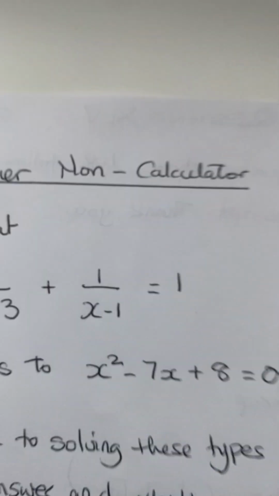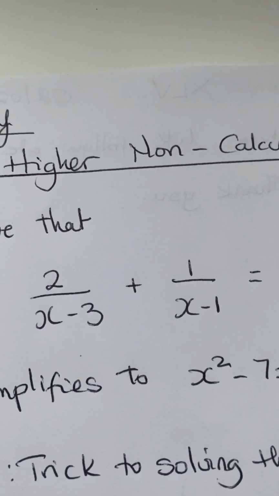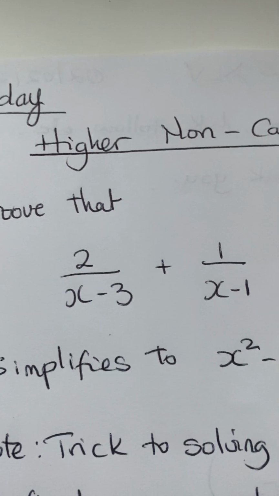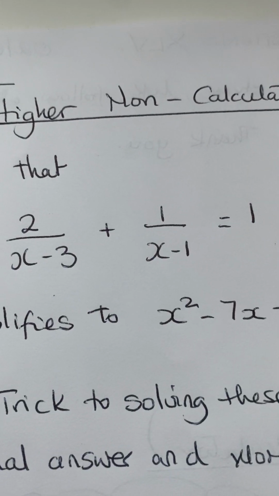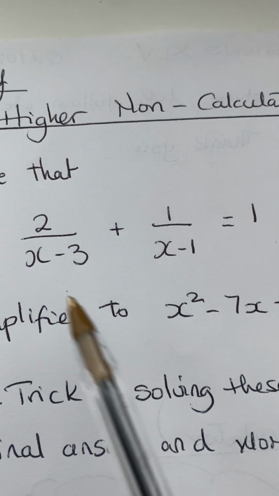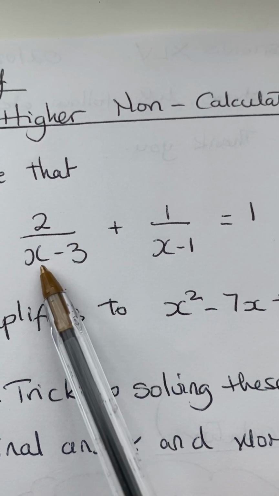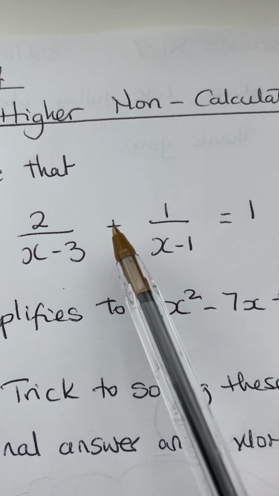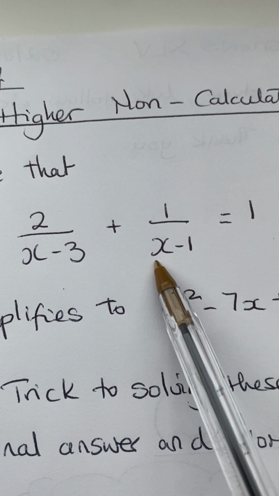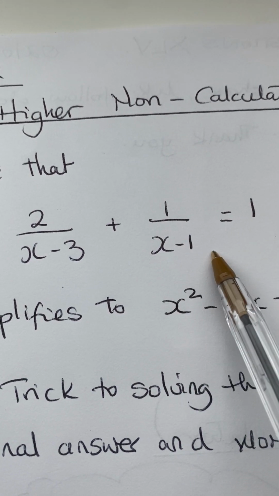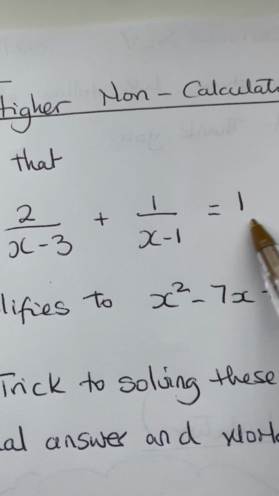Now today's video is also a higher non-calculator paper. Okay, they say prove that 2 all over x minus 3 plus 1 all over x minus 1 equals 1.